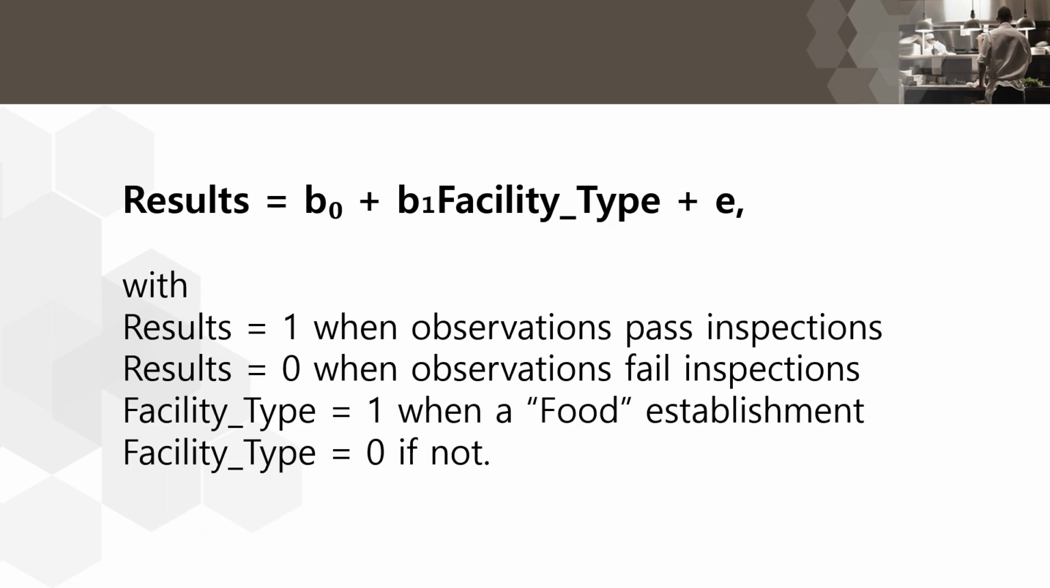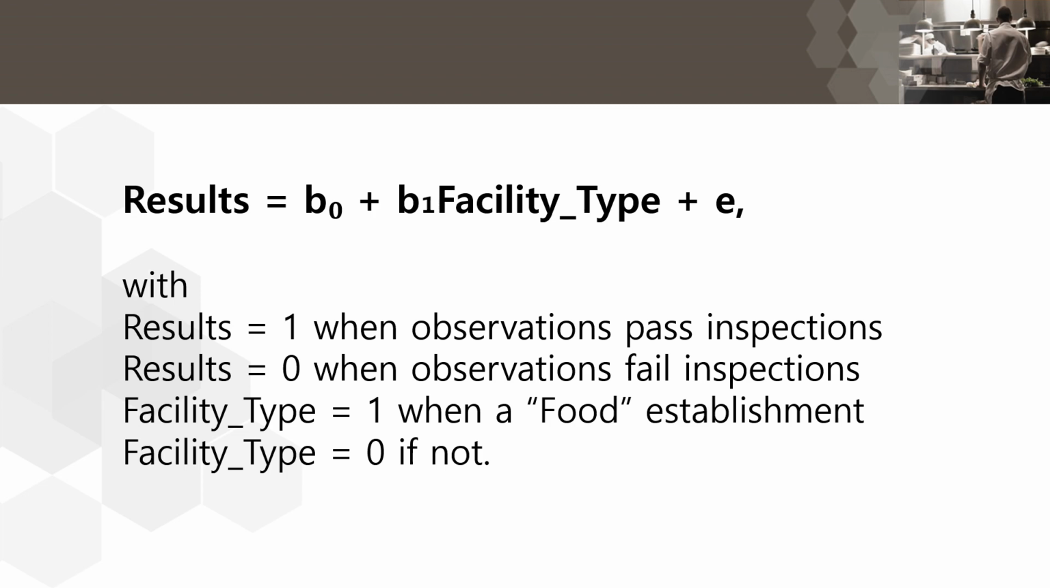So this exploratory phase helped us ultimately discern which relationships would be best to test with a simple regression, and led us to specify this model, where results is the response variable and facility type is a dummy indicator explanatory variable. And here results will take the value of 1 when observations pass inspections and take the value of 0 when observations fail inspections. Facility type here is 1 when an establishment is primarily a food establishment, like a bakery or a coffee shop or restaurant, and then 0 if not.